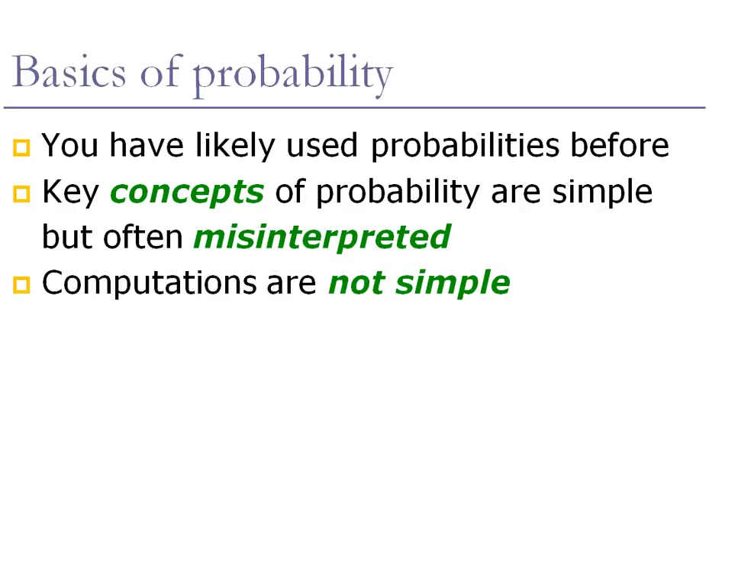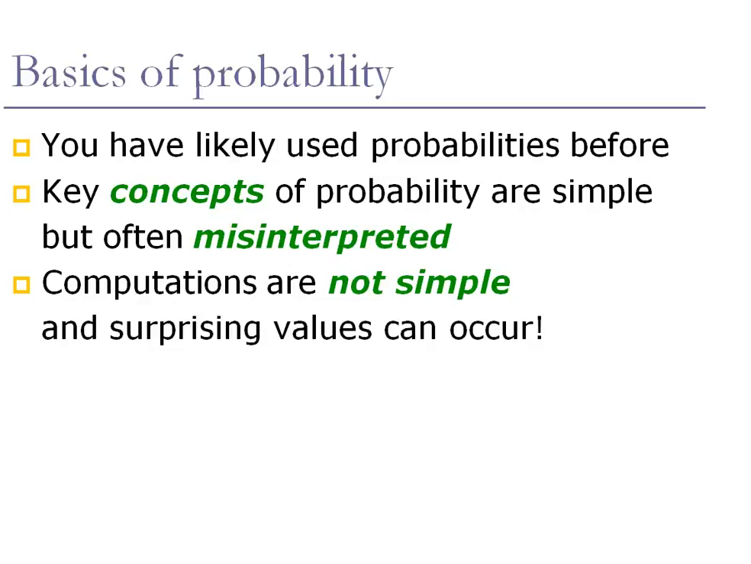Now, the computations with probabilities are not simple at all. In fact, they can become quite complicated, and quite often they can be counterintuitive, and that is why games of chance, for instance, have become such a great cash cow for people who organize casinos. A lot of people are not really aware of the probabilities involved in many games, and so it is easy to lure people with the attraction of great wins when in fact what everybody can expect from these games of chance is losing. So sometimes some surprising values can occur.